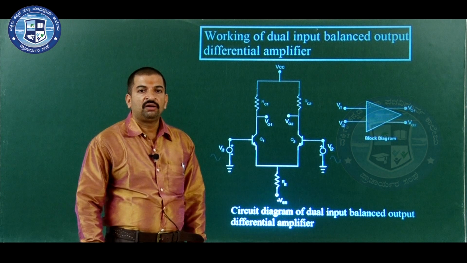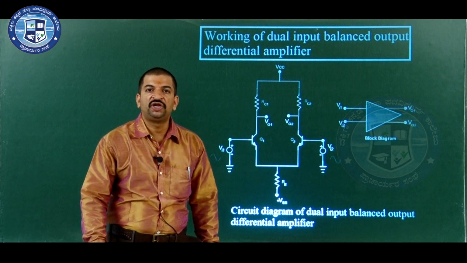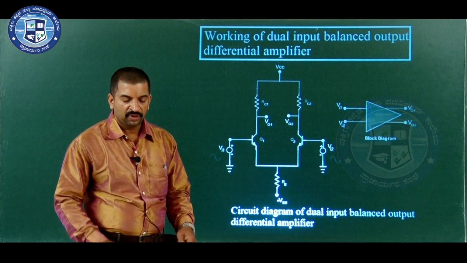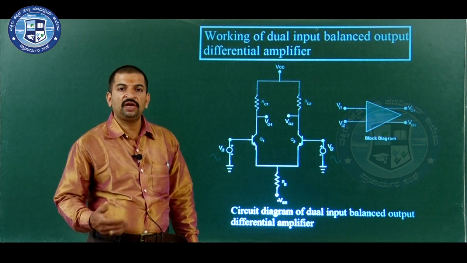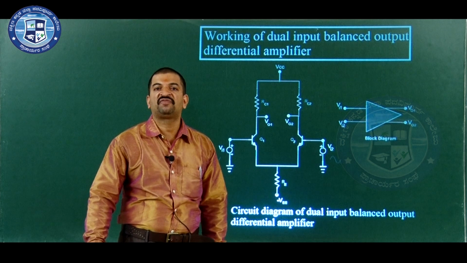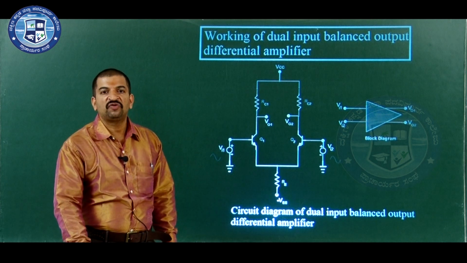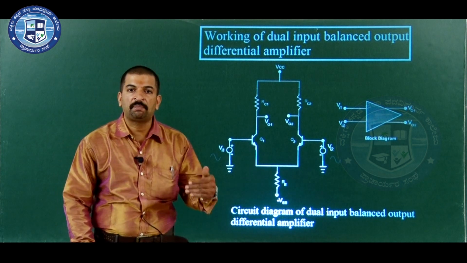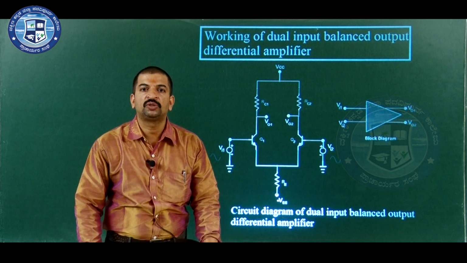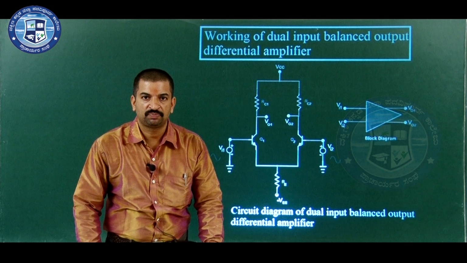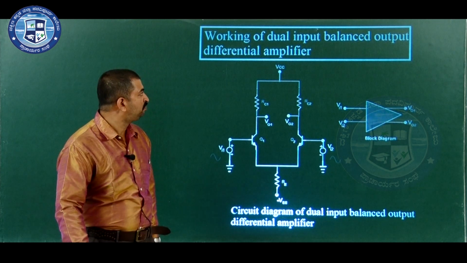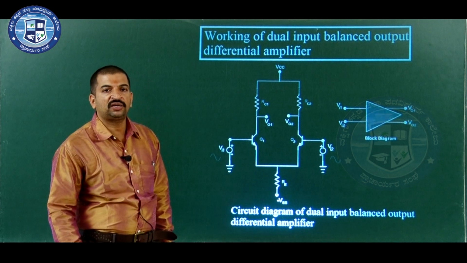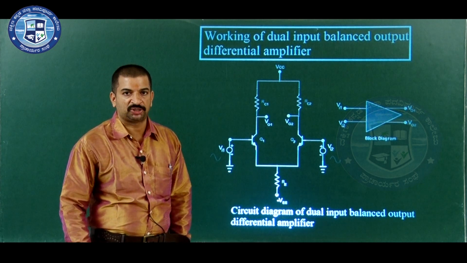Let us study the working of the dual input balanced output differential amplifier. As you know, the dual input balanced output differential amplifier consists of two input signals. Here we are going to apply the input signals to both input terminals. Since it is balanced output, output signals are measured across the collector terminals of both transistors.